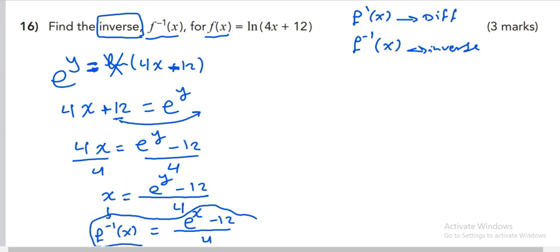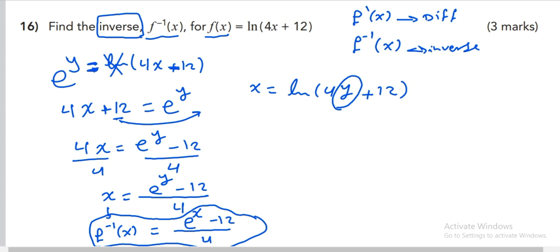Some students change letters from the first step. In this step they will write x equal ln 4y plus 12 and they want to make y the subject. It's the same and you will get the same answer.